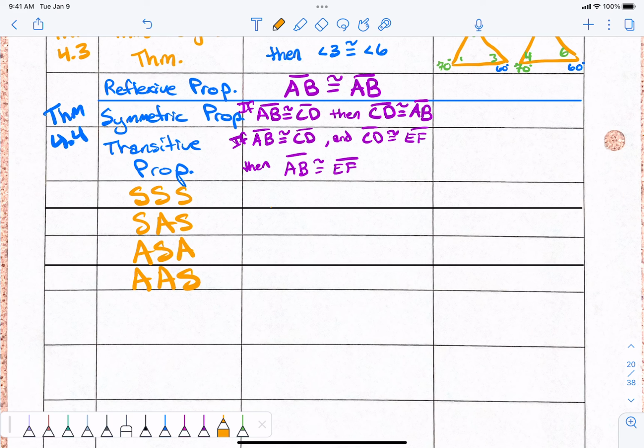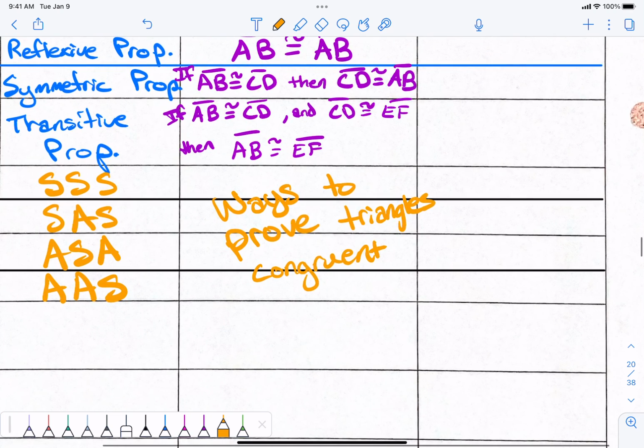These are ways to prove triangles congruent. Using any of those 4 methods are the ones that work. And we're going to draw little pictures off to the side like what these look like.